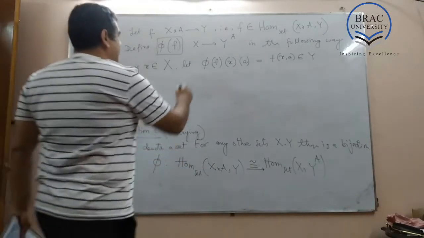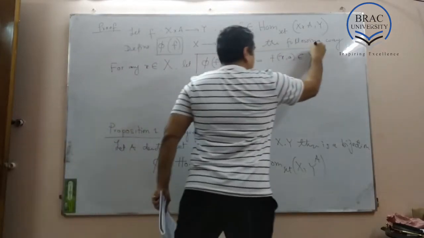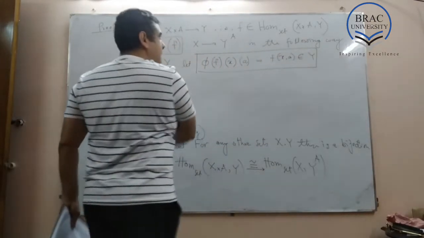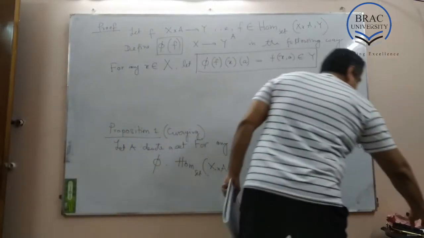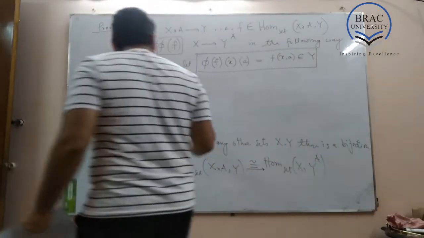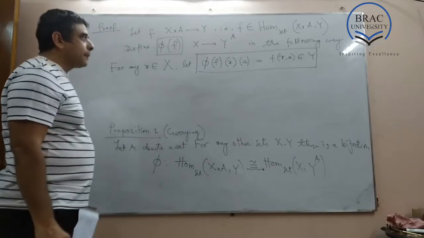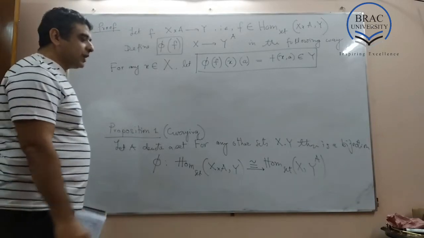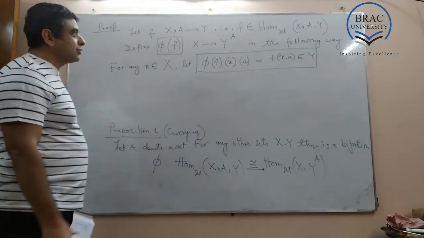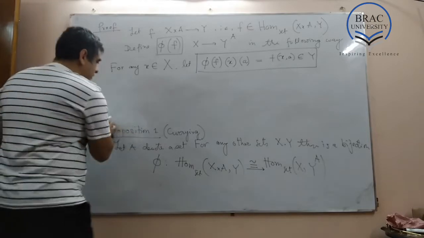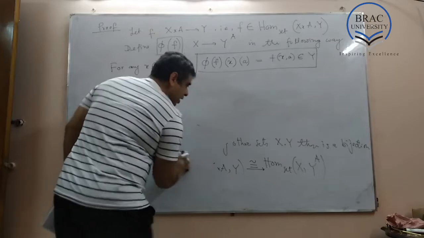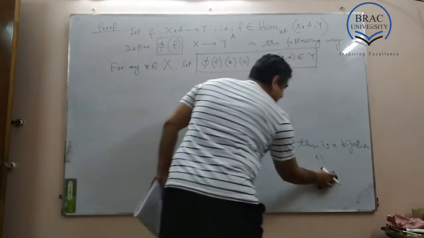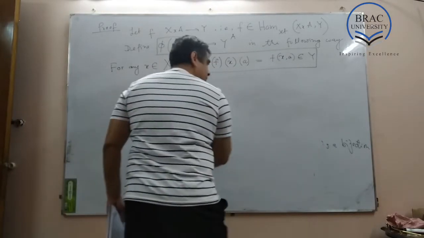Alright, so this is the definition. Okay? So the claim is that this is an isomorphism. And in order to prove that it's an isomorphism, we will construct its inverse first, and prove that the latter is indeed an inverse of the former. Okay?